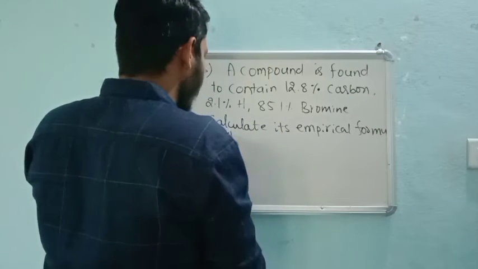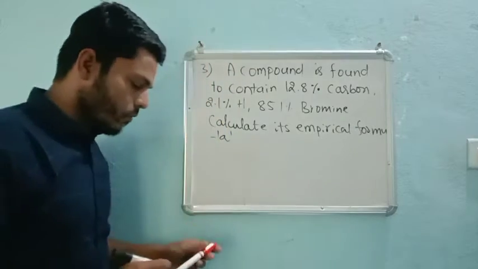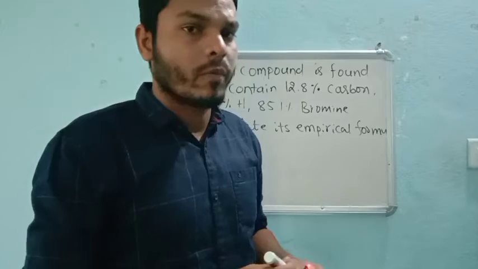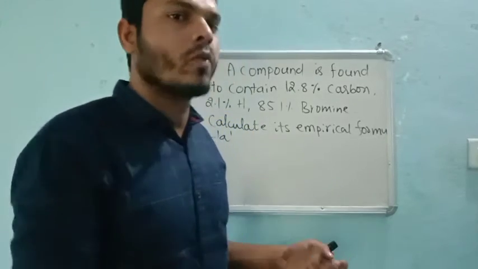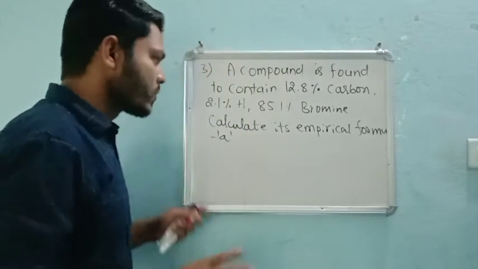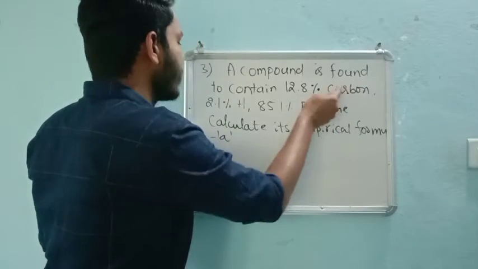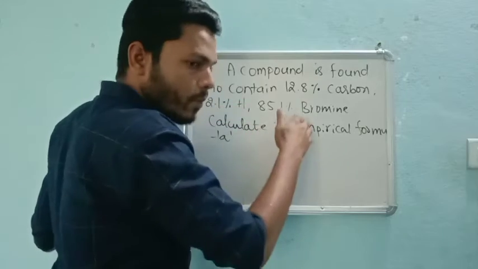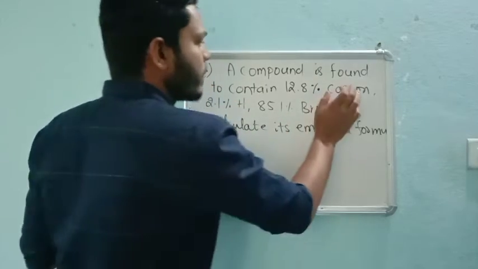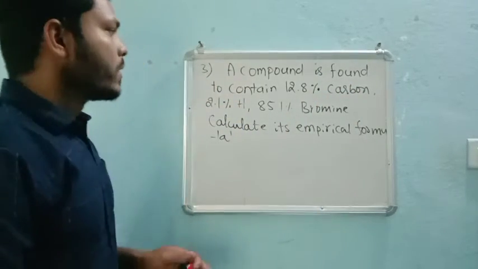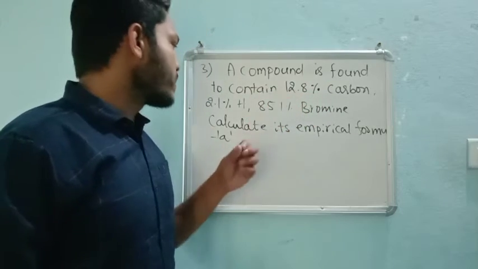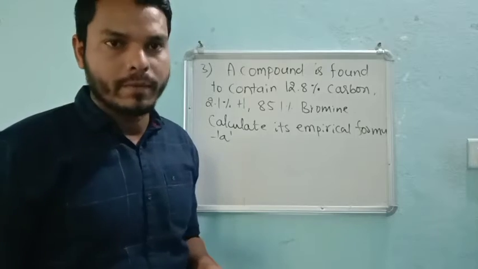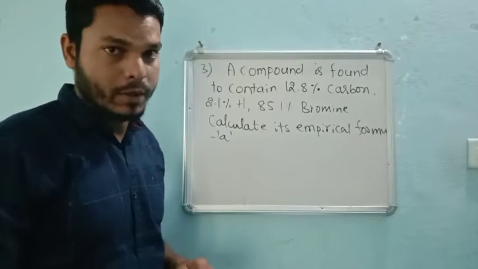They have just asked us to calculate the empirical formula, not the molecular formula. If they ask, then you calculate the molecular formula. If they don't, then definitely you don't go for the molecular formula. In our question, there are three elements given. It is an organic compound, because it consists of carbon. Carbon is 12.8%, hydrogen 2.1%, and bromine 85.1% in this compound.